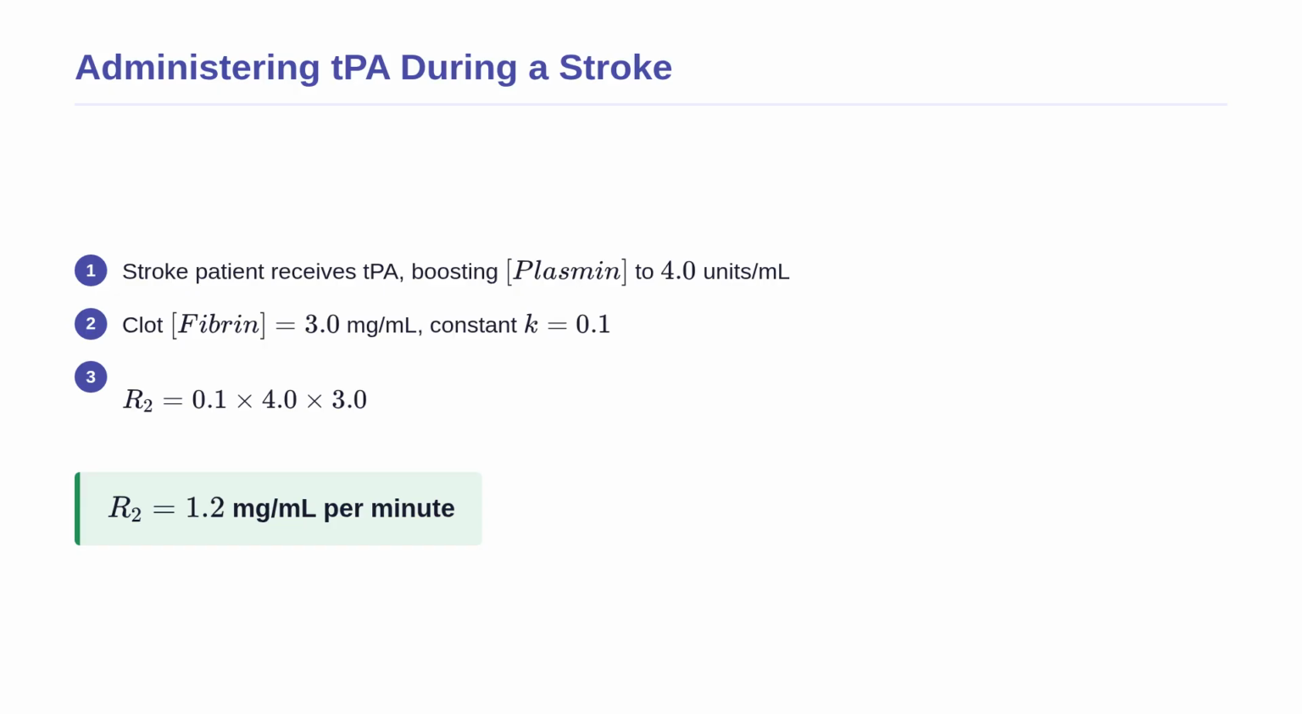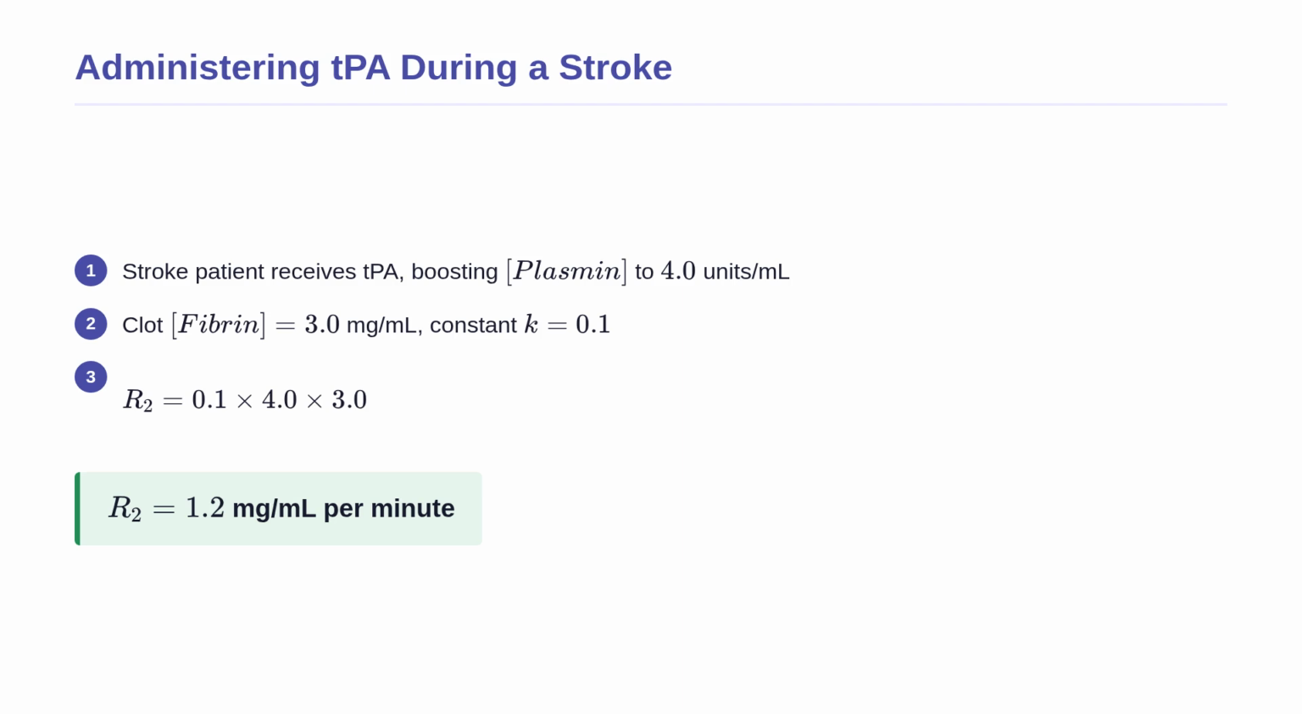Having seen the baseline rate, let us see what happens during a medical emergency when a drug is introduced. A stroke patient receives an intravenous dose of TPA, which artificially boosts their local plasmin concentration to 4.0 units per milliliter. The clot blocking their artery has a fibrin concentration of 3.0 milligrams per milliliter. The constant K remains 0.1.